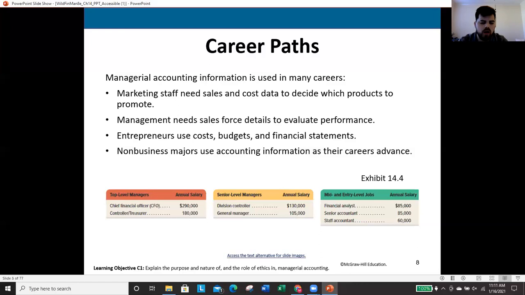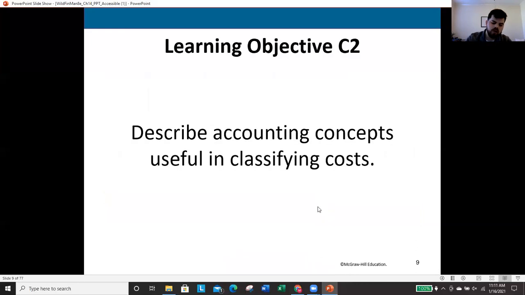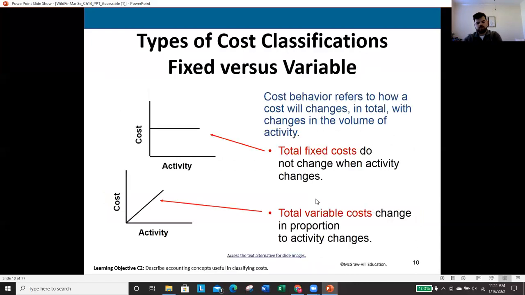So certainly a lot of career paths available to you, anything ranging from just a basic staff accountant up to division controllers and management, and then finally, of course, CEO, CFO, treasurer, things of that nature for your companies. So certainly lots of options.